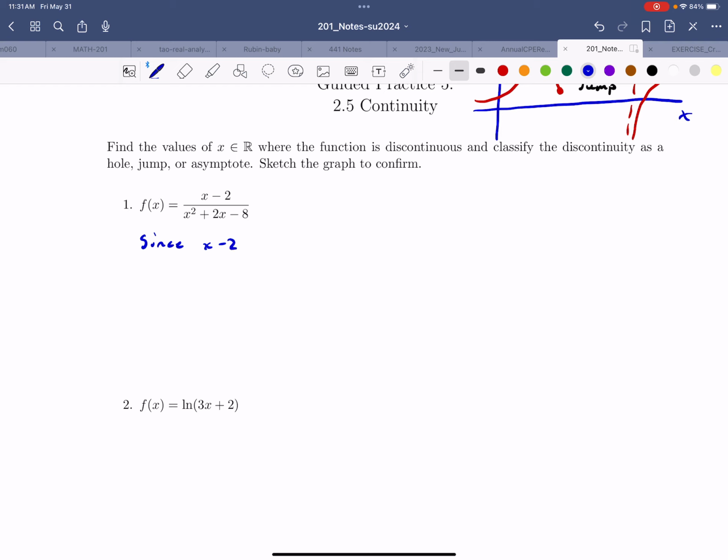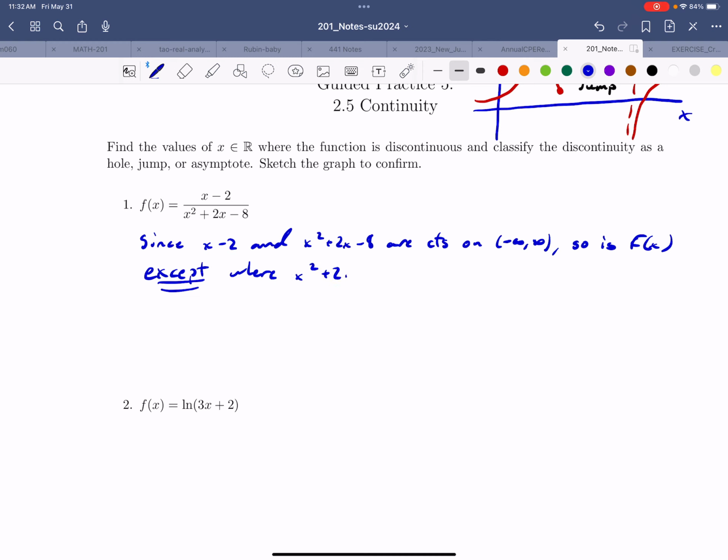since x minus 2 and x squared plus 2x minus 8 are continuous, right? They're polynomials everywhere. Then so is f of x, except where x squared plus 2x minus 8 equals 0, right? Because then we will be dividing by 0. So let's take a look here.